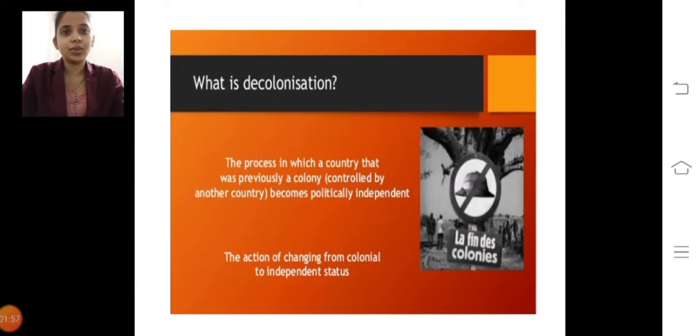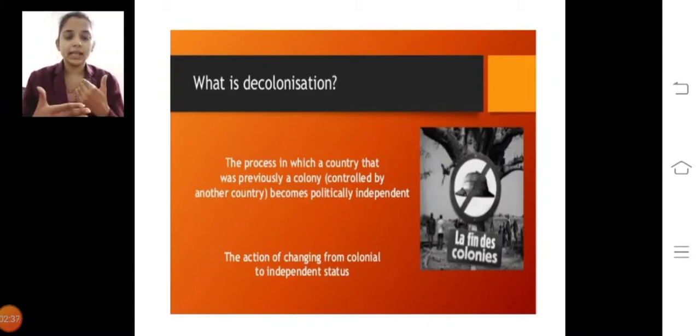In the last lesson, we had discussed the World War and India. At that time we understood that India finally got independence on 15th August 1947. India, which was one of the colonies of the Britishers, got freedom. At that time we discussed the decolonization process of India. So now here we are going to understand the decolonization process of more countries. So what is decolonization?